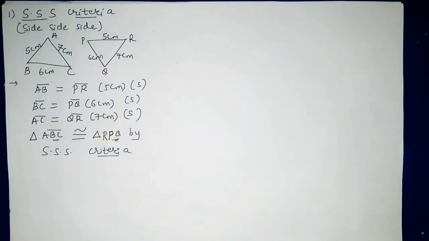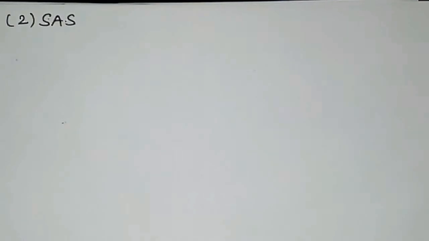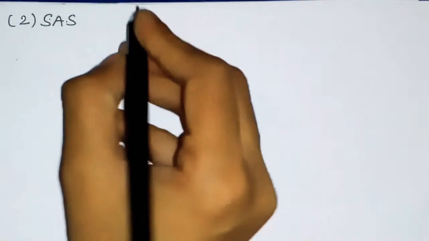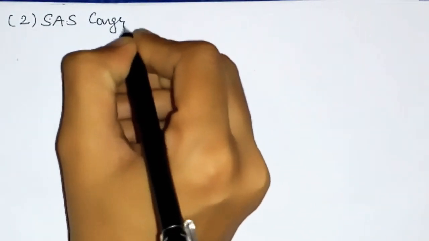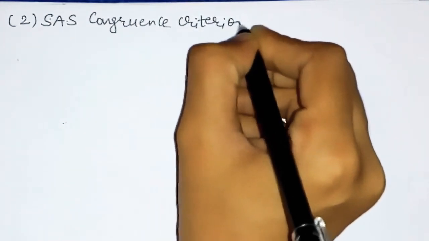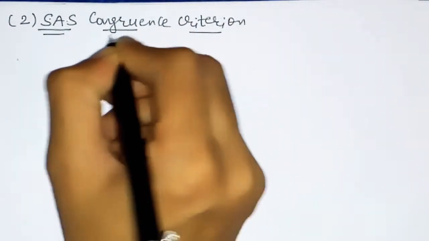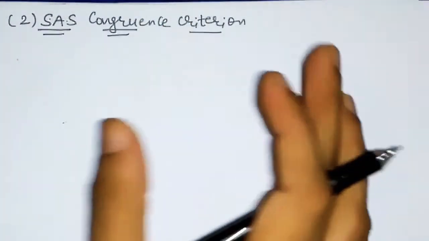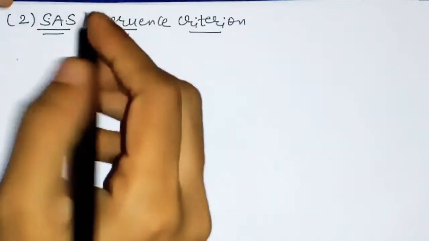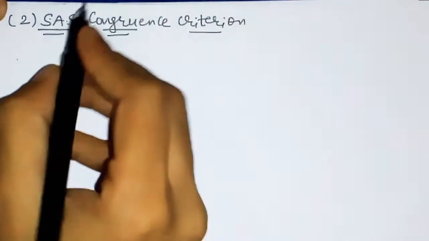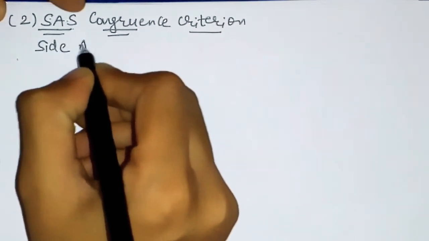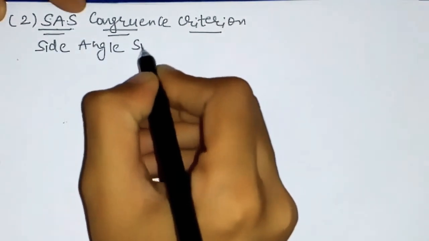Now we will discuss the second criteria. Now we will discuss the second congruency criteria for triangles, that is SAS congruence criterion. We have seen SSS, side, side, side. Now we will see SAS congruence criterion. As it is written, SAS means side, angle, side. So the full form of this is side, angle, side.